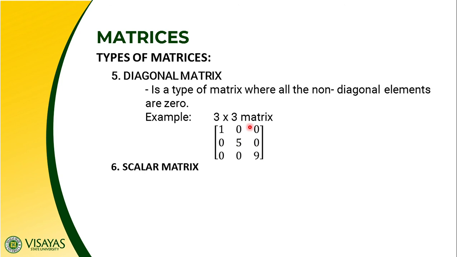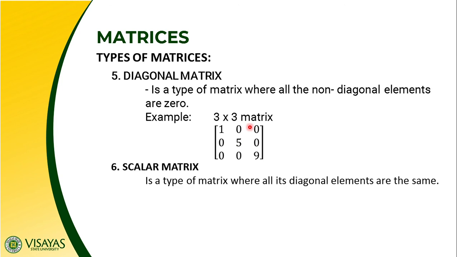Next, we have a scalar matrix. A scalar matrix, similar to a diagonal matrix, also pertains to the diagonal. In a scalar matrix, the diagonal elements are the same.